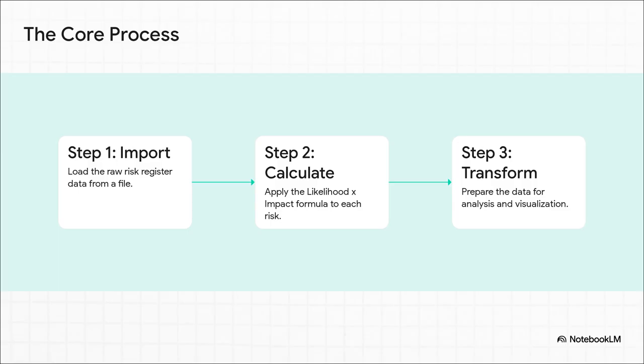So inside an analytics tool, the first few steps look just like this. You pull in your raw data, that's your risk register, then you apply that simple likelihood times impact formula to every single item on the list. And just like that, you've started to turn a boring list into real strategic intelligence.